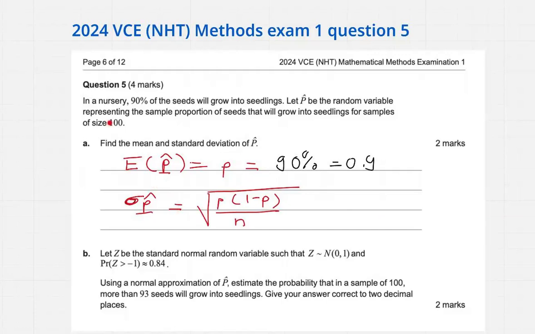Okay, let's put in the numbers. So we will have the square root of 0.9 times 1 minus p, which is 0.1, divided by 100, and this would give us 0.03.